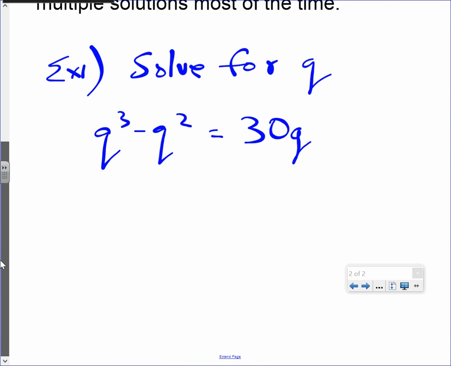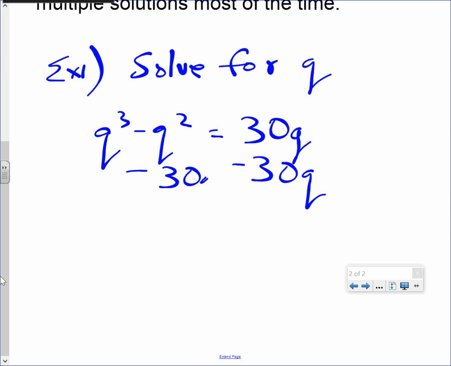Let's look at this equation. How can I get the right side equaling to 0? What would I do to both sides to get 0 on the right side? Let's get rid of this 30Q on the right. What would I do to both sides? Subtract 30Q. If I subtract 30Q from both sides, look what we get, ladies and gents. Do this with me. Look what we get. Observe. Ponder.